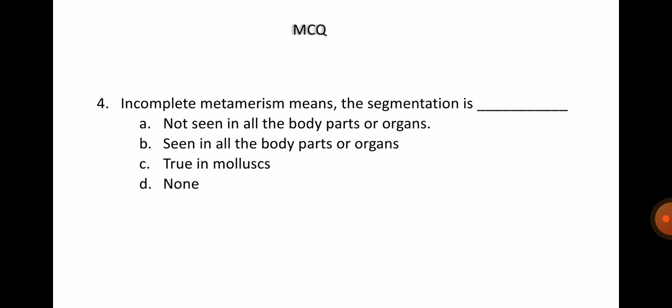Fourth question. Incomplete metamerism means the segmentation is, options are not seen in all the body parts or organs, seen in all the body parts or organs, true in mollusks, and none of the above. So the option A, that is not seen in all the body parts or organs, is the correct answer, because here the incomplete metamerism means the segmentation which is not seen in all the body parts or organs.